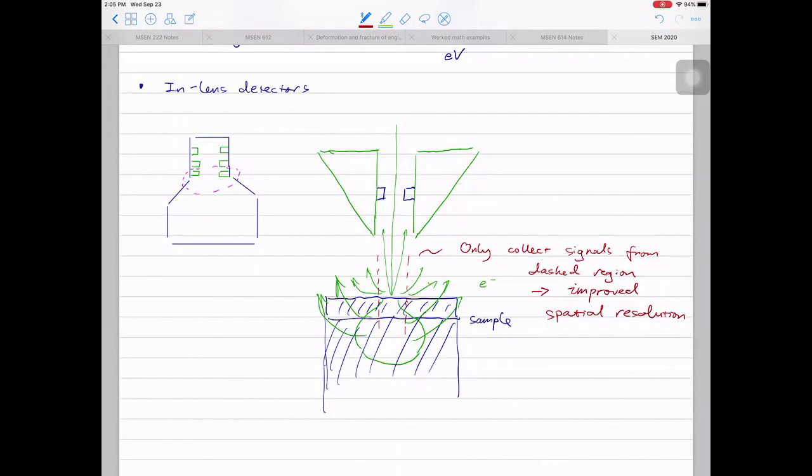On Lyra and the Farah, the two SEMs at MCF, both are equipped with in-lens detectors. The in-lens detectors can be used as an SE detector, or as a BSE detector. When it's used as an SE detector, there will be a bias applied to attract the secondary electrons. The BSE detector does not have a bias.